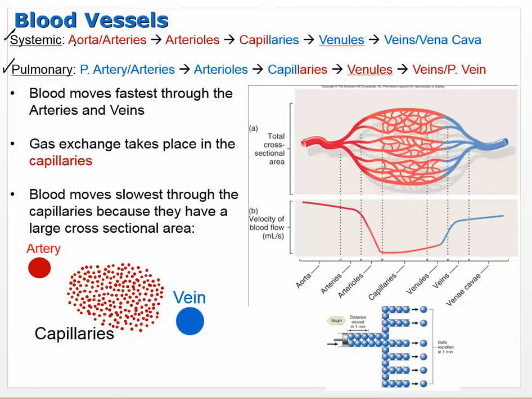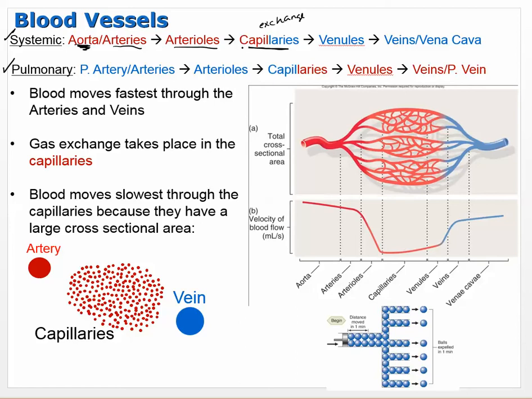The systemic circuit goes through the aorta first, and that's the main vessel coming out of the heart. Then arteries like the brachial artery or the femoral artery, and those get smaller and turn into arterioles, which are small arteries. Those then turn into capillaries, which are just one cell layer thick. This is where exchange takes place, like gas exchange and nutrient exchange. That's where that takes place, in the capillaries.